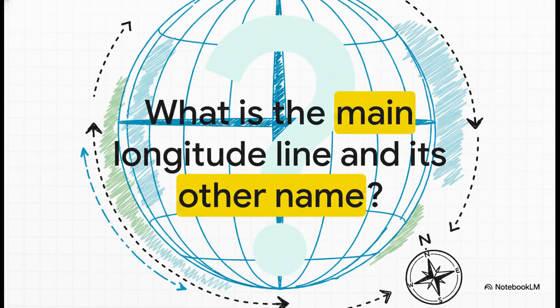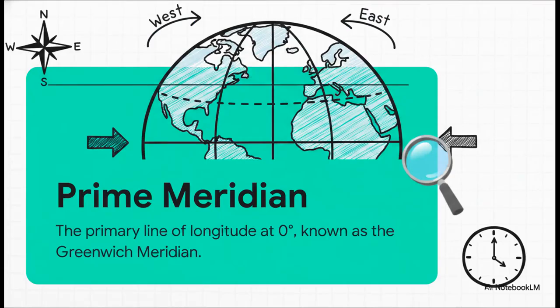Now, just as latitude had its anchor, longitude definitely has one too. Question 34. What is the most important line of longitude, and what is its alternative name? Essentially, what do we call the central vertical pillar of our global grid? Okay, let's dive into this. It is the prime meridian, the primary line of longitude sitting right at 0 degrees.